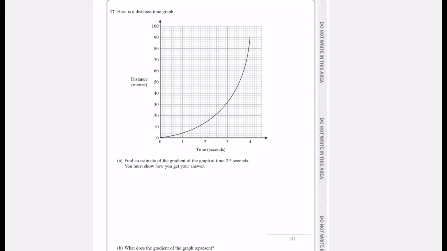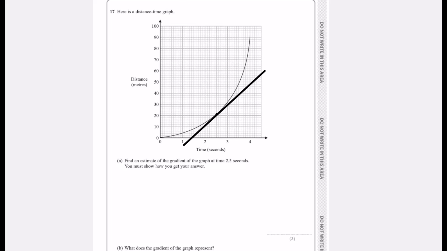Question 17. Here is a distance time graph. Find an estimate for the gradient of the graph at 2.5 seconds. So 2.5 seconds is here. To find an estimate for a gradient on a curve, we have to draw a tangent. So a straight line that just touches the curve at that point. So something like that.